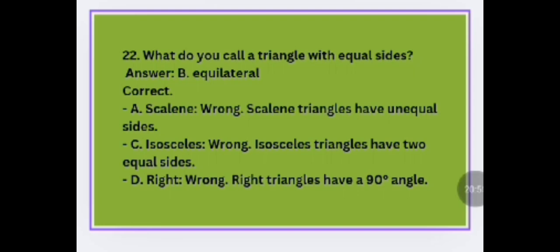Again, your question is what do you call a triangle with equal sides? Meaning all three sides are equal. So the answer would be equilateral.